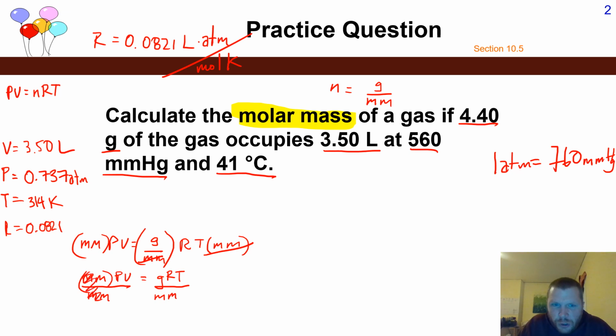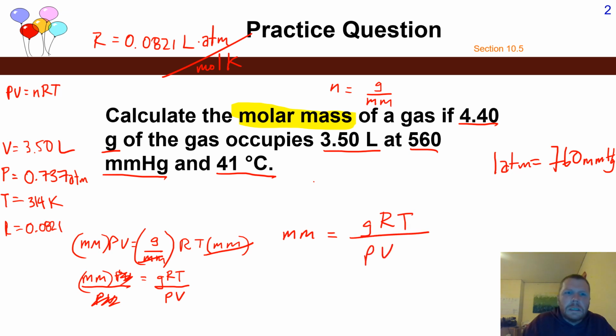Now I'm left with an equation that reads P, oh, nope, stop. Okay, undo that. Sorry. Got ahead of myself. That's what I just did. What I need to do is divide each side by pressure and volume, PV. This gives me an equation in which molar mass is what I'm solving for. Molar mass is equal to GRT divided by PV.